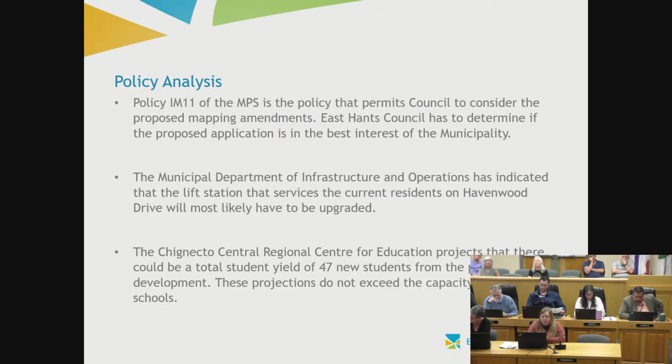Policy analysis. Policy IM11 of the municipal planning strategy is a policy that permits council to consider the proposed mapping amendments. East Hants Council has to determine if the proposed application is in the best interest of the municipality. The Municipal Department of Infrastructure and Operations has indicated that the lift station that services the current residents on Havenwood Drive will most likely have to be upgraded, and the developer has been made aware of this. The Central Regional Centre for Education projects that there could be a total student yield of 47 new students from the proposed development once built out. These projections do not exceed the capacity of the local schools.